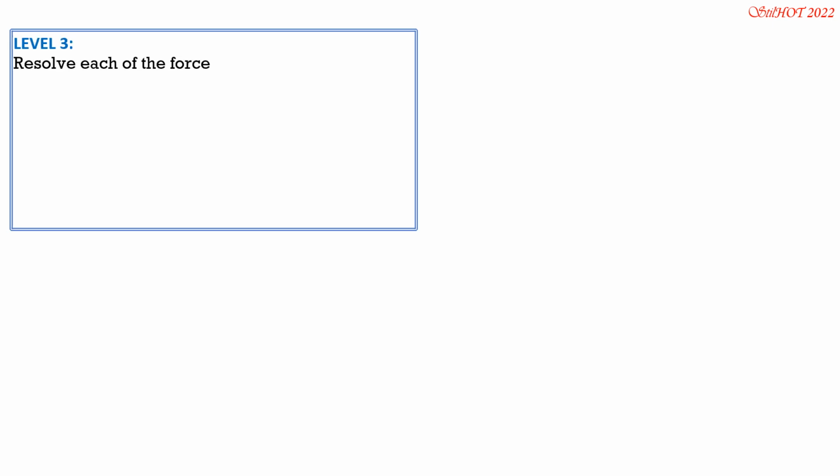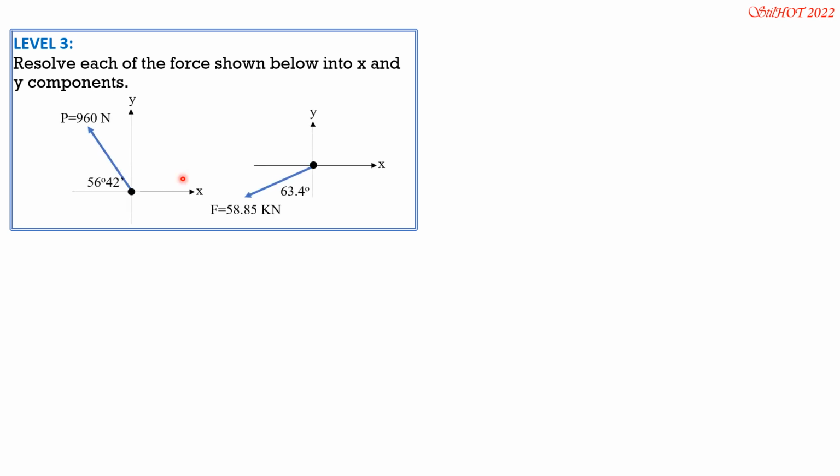Level 3 problem, resolve each of the four shown below into x and y components. So this is still an easy problem. 960 is directed up to the left, so the x component is leftward or negative. The y component is positive. So the x horizontal component is Px, and it is 960 cosine of 56 degrees 42 minutes. And because it is leftward, you anticipate that it is negative.